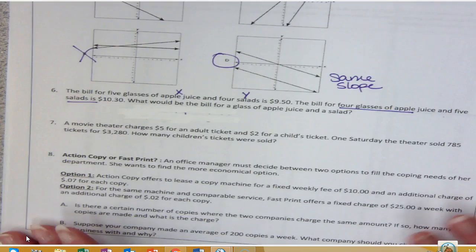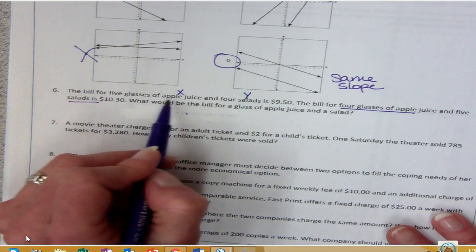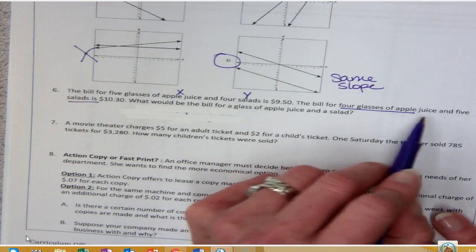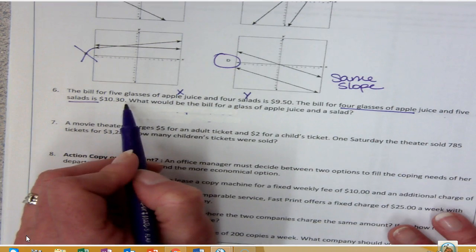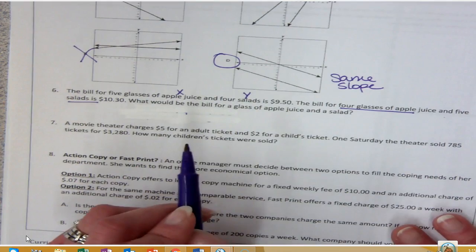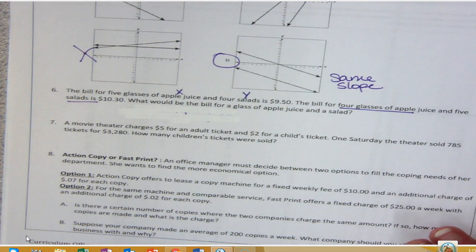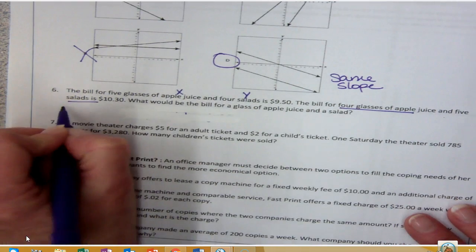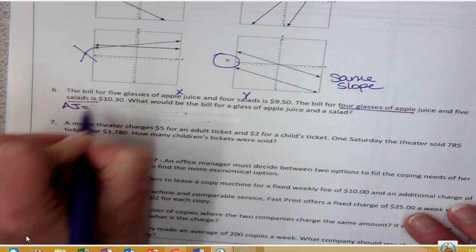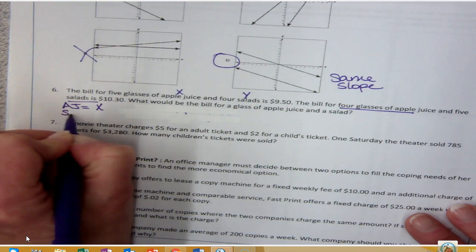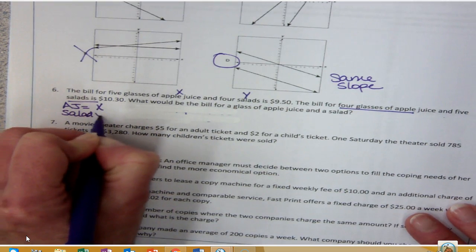Okay, moving on. The bill for 5 glasses of apple juice and 4 salads is $9.50. The bill for 4 glasses of apple juice and 5 salads is $10.30. What would be the bill for a glass of apple juice and a salad? So we're going to write the equations. If I know that apple juice is an X and salad is Y.